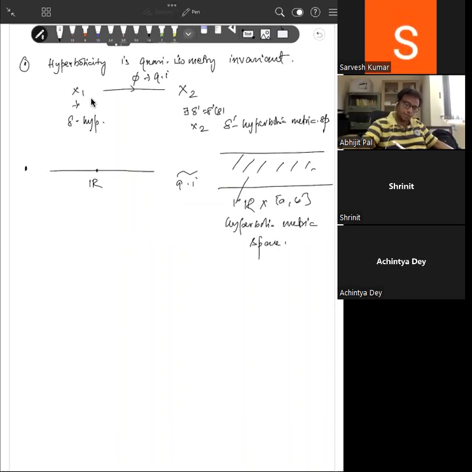Okay, so this part is easy. Now, let us assume this thing. So hyperbolicity is a quasi-isometric invariant.